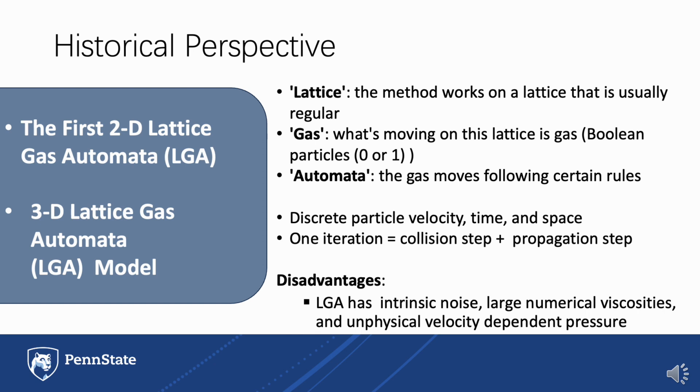Moreover, in LGA, particles' velocity, time, and space are discrete, and one iteration involves a collision step and a propagation step. Also, like any other method, LGA has its disadvantages, such as intrinsic noise, large numerical viscosities, and unphysical velocity-dependent pressure.